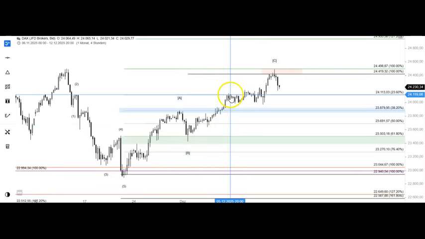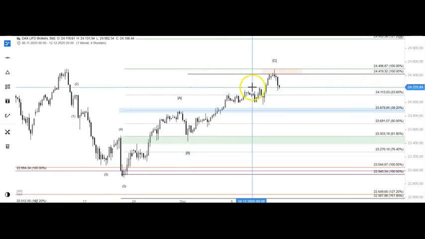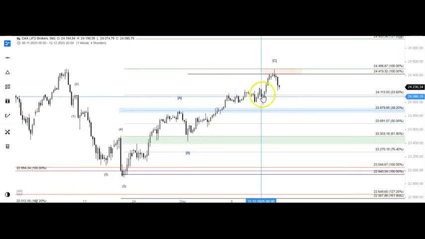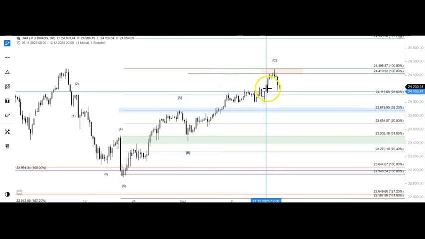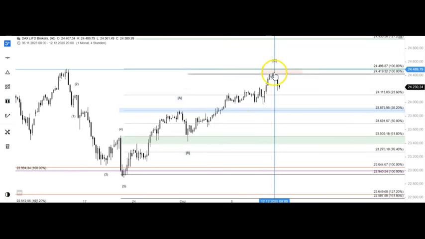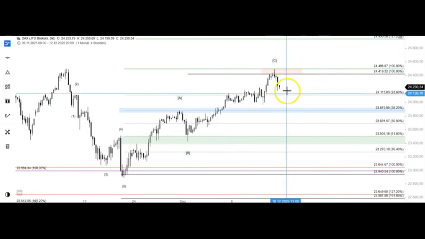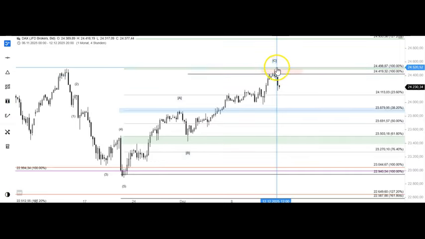another 1, 2, 3. It depends now if this is a complicated 4. We have seen the bottom of wave 4 here in an expanding triangle, and then we have seen wave 5 to finish wave C.